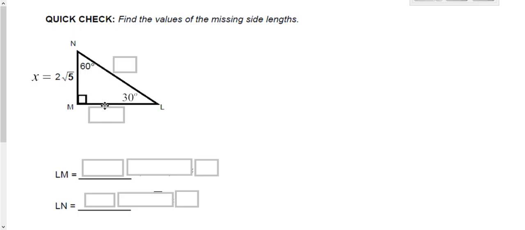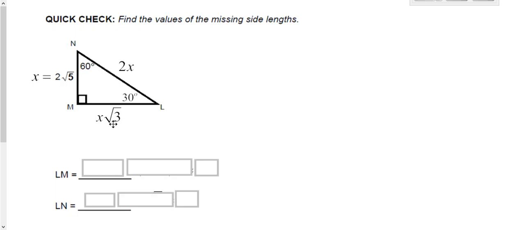Opposite the 60 is x times the square root of 3. And the hypotenuse side is the 2x side. So it's already solved for x. There is no equation to write. We just got to plug this strange looking number in for x here and in for x here to solve for these sides.